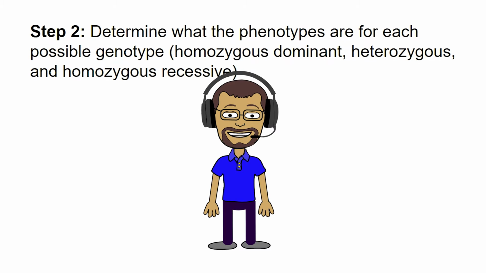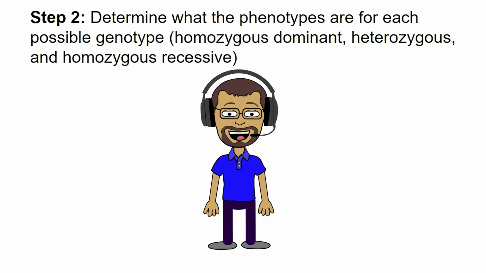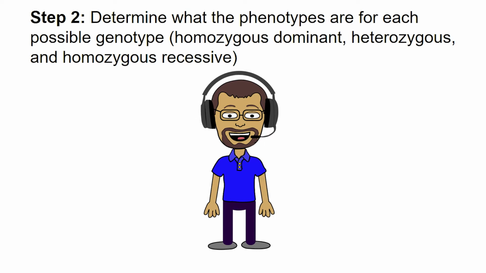Remember, phenotype is the physical appearance, genotype is what genes you have, or your genetic makeup. That can be either homozygous dominant, heterozygous, or homozygous recessive. We'll talk about what those are again in a moment.